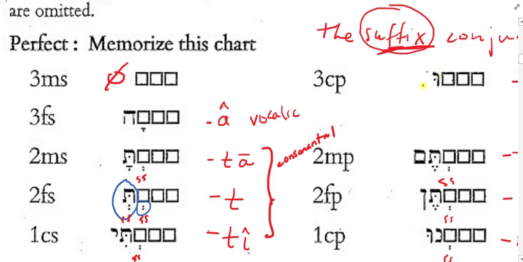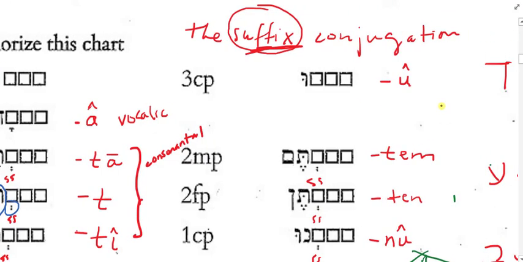So look at the shureq over here for third common plural. They did something. Is that vocalic or consonantal? That is vocalic. Very good. It's a shureq and it is vocalic. Okay? To say y'all did something, I'm going to add tem to root 3 with a silent shewa. That's consonantal. Ten means you women. So you men, you women is ten. That's consonantal. Nu is we did something. And that's consonantal because it starts with an n.